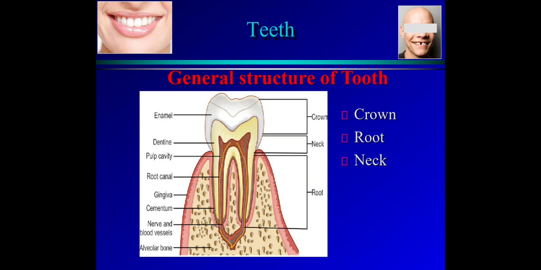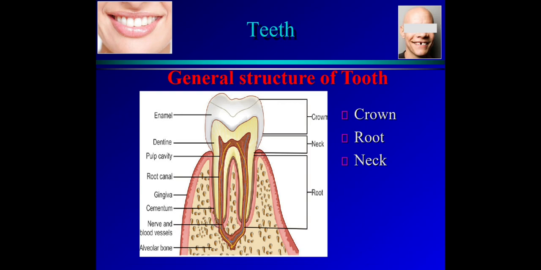So teeth, these are present in the oral cavity. These teeth are articulated here with the alveolar process. These are present in the sockets of the alveolar process formed by the maxilla and the mandible. Whatever the portion present here, the teeth, it is formed by three parts. It is formed by the crown, root and the neck.